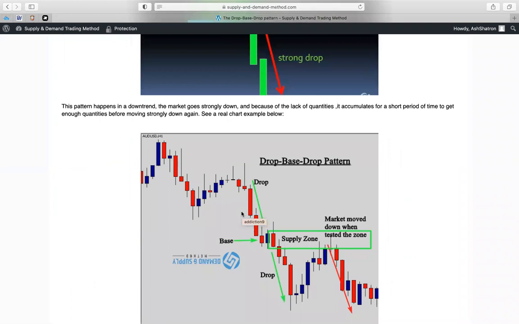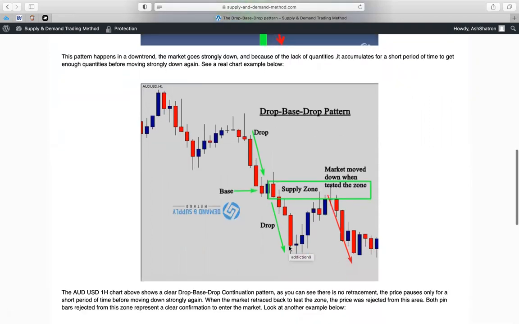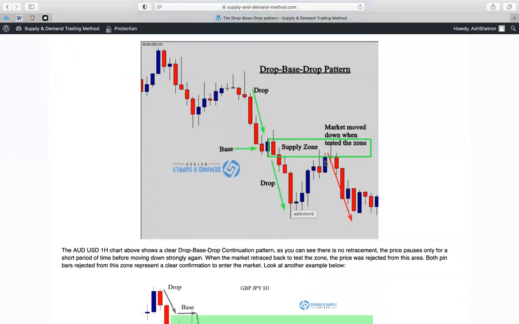With a drop base drop, this is how it looks. Price drops, you see a base, and it has to be a brief consolidation. It doesn't have to be this. This wouldn't be a supply zone. It has to be brief: a drop, then a brief base, and then it keeps going back down. So we usually expect price to go back, hit this, and then go back down.